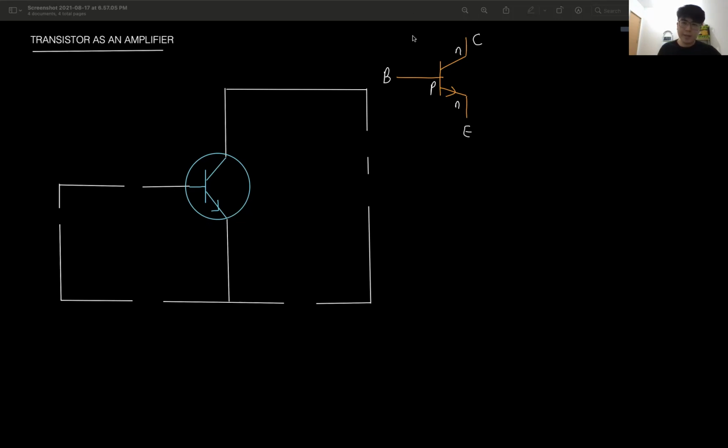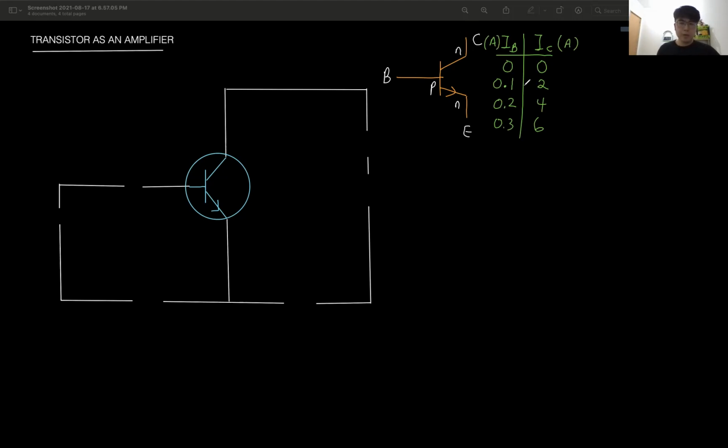Now, let's say the current IB, and let's compare the current IB and IC. We know that IC is always larger than the IB. So if this is 0, then this is 0. If I increase to 0.1, this becomes 2. Increase to 0.2, I get 4, and I increase to 0.3, I get 6. They are all in ampere.